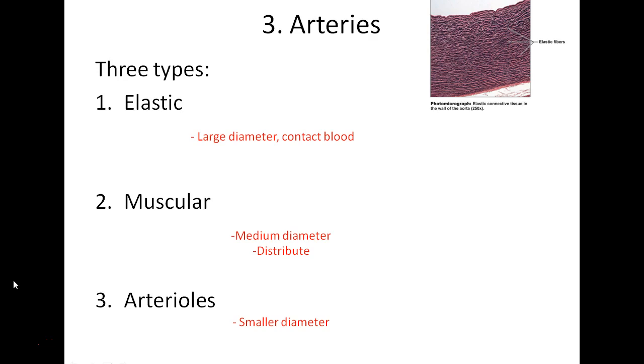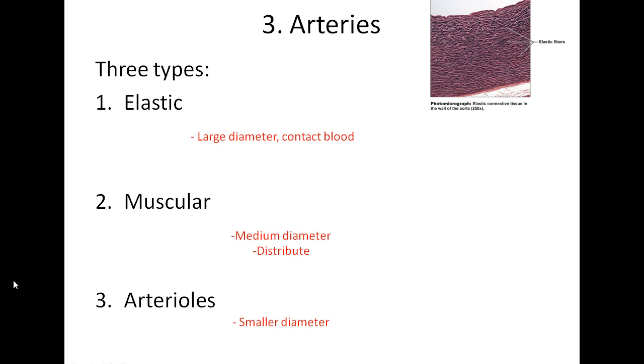The elastic arteries are going to be the largest of the arteries, and these have diameters roughly from 2.5 to 1 centimeter in width. These elastic arteries are called this because they tend to stretch to accommodate the blood when that left ventricle ejects blood during systole. So this recoil then propels the blood during diastole.